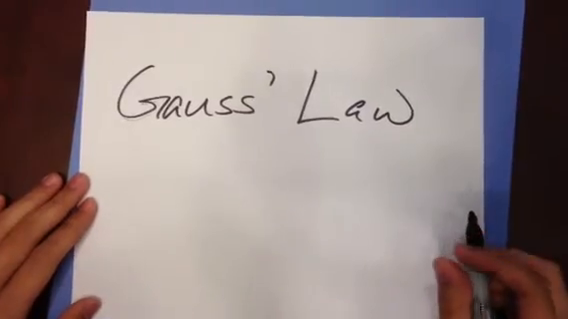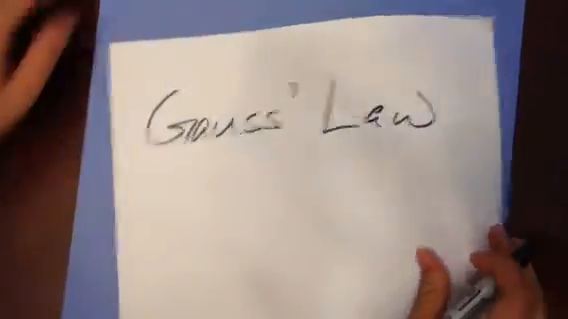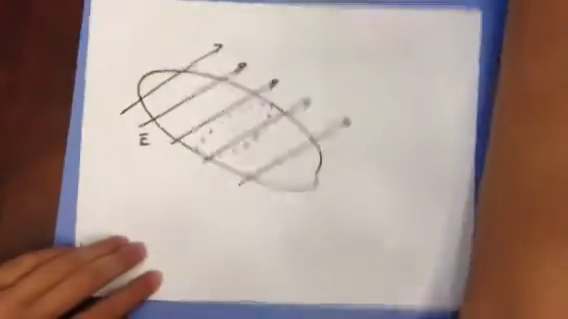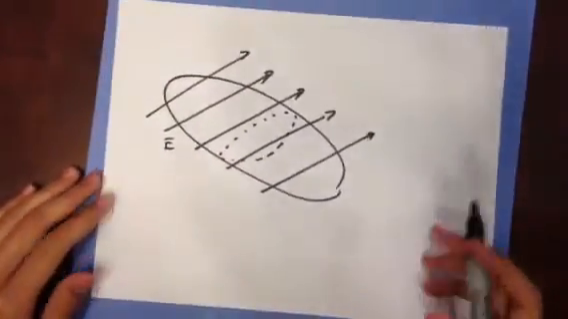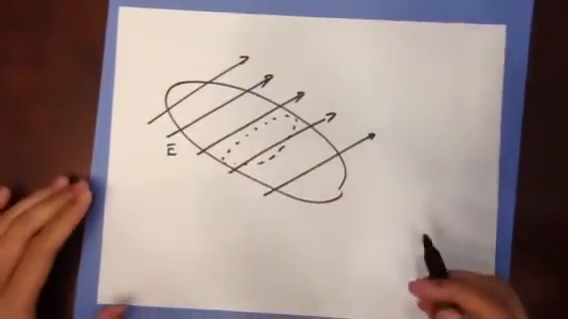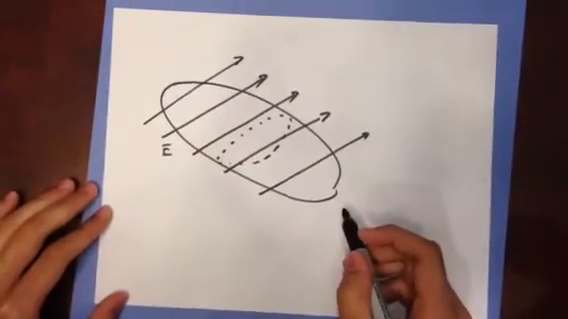Hey guys, so today we're going to review Gauss's law. To understand Gauss's law, first we need to go over flux. Flux is basically defined as the amount of electric field E penetrating a surface.